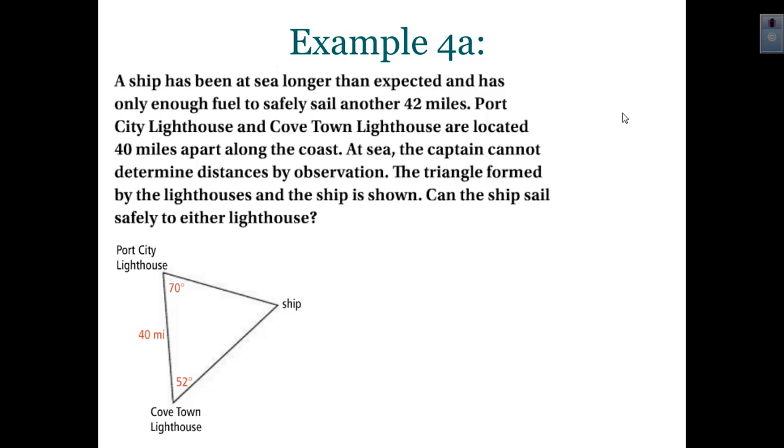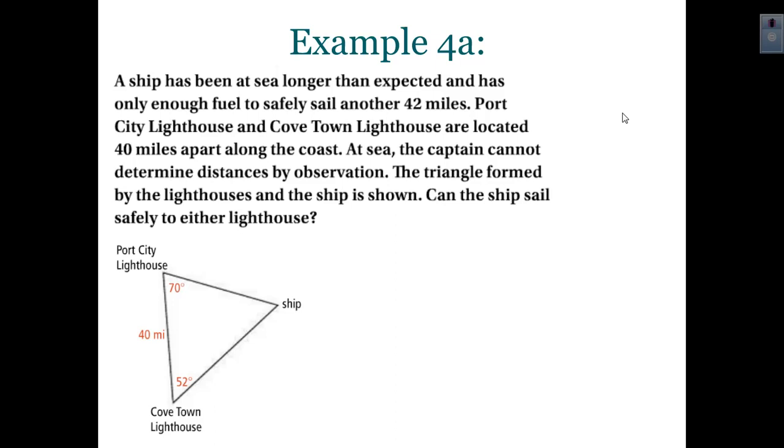All right, so let's take a look at the last three examples in lesson 8.5, law of sines. A ship has been at sea longer than expected and has only fuel to safely sail another 42 miles. We have the ship out here in the ocean, and he can either sail to Port City Lighthouse or Covetown Lighthouse. Because he can't determine the distance by observation, the triangle formed by the lighthouses and the ship is shown. Can the ship sail safely to either lighthouse?